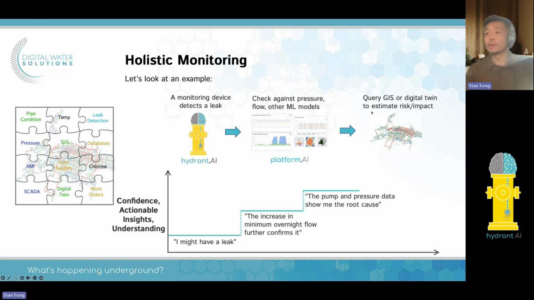So if you look at querying your GIS or digital twin, right, you might be able to figure out this leak is or isn't a high priority, or if I were to repair it today, how much money would I save? So these are just kind of the ways that you can build on one technology with the other ones and build on that level of confidence and understanding that you want to get to without having to pay extra.